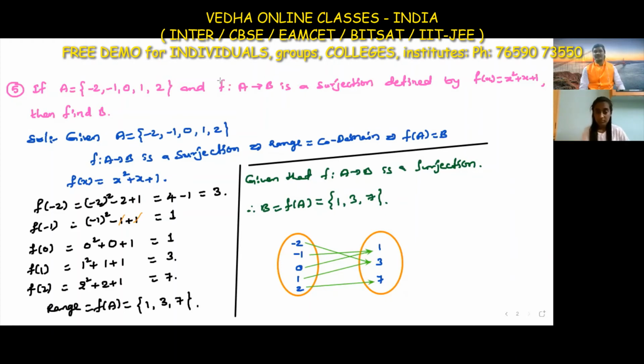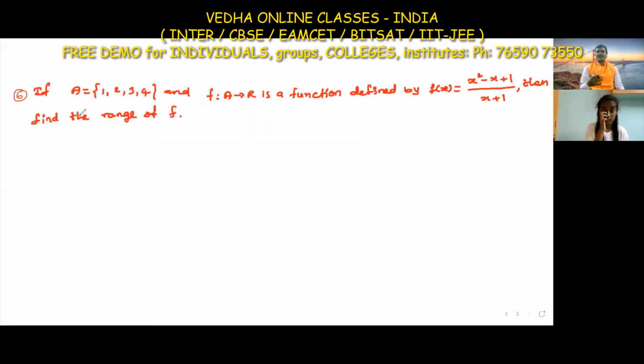So here this is A and this is B, and the function f is mapped from A to B. So like this: -2 image 3, -1 image 1, 0 image also 1, 1 image 3 and 2 image is 7. Here since it is a surjection, range is equal to codomain. Range and codomain both are equal. That's why B equals f of A. Understood?